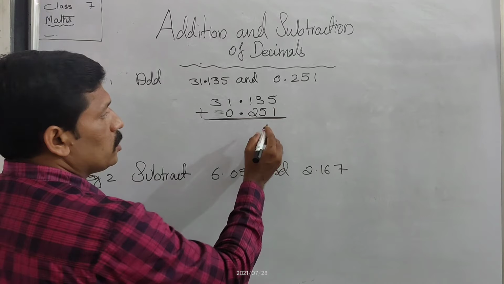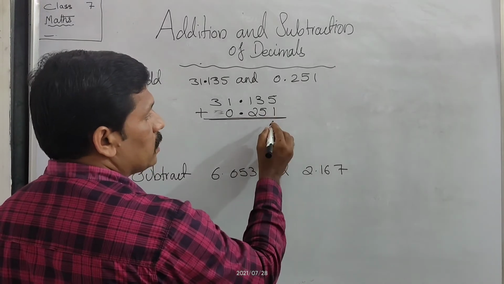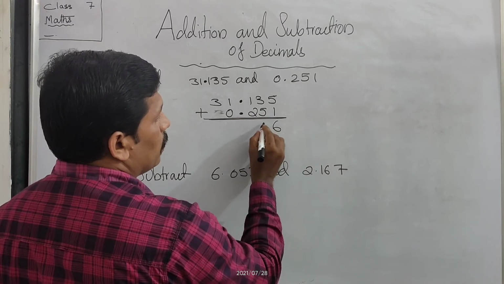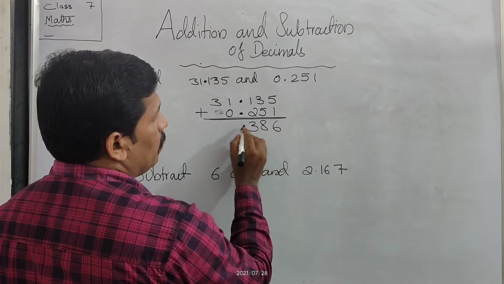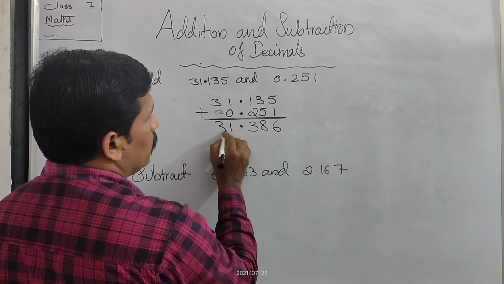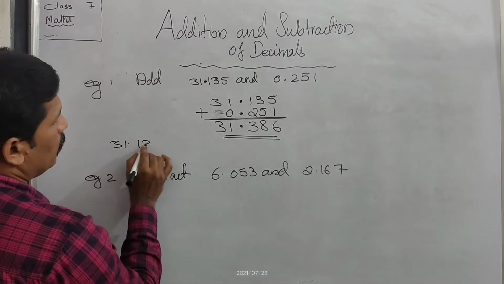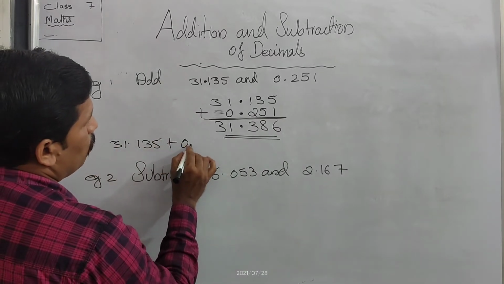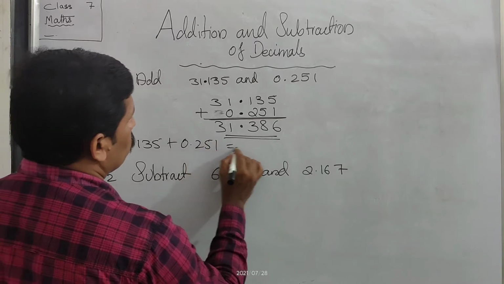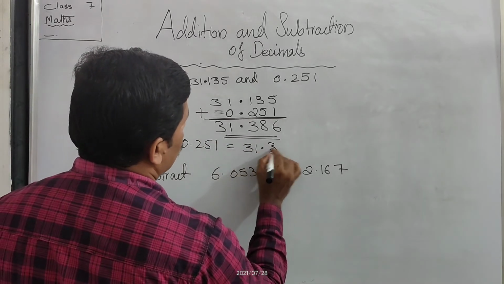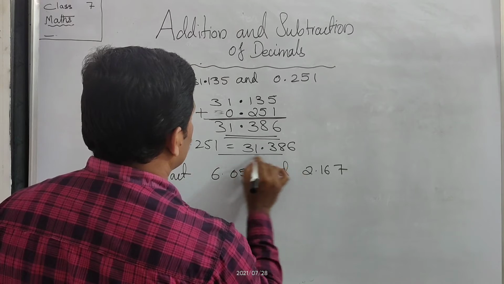In this correct order we write, and then we can add the numbers. So addition is normal, the same way we add whole numbers. 5 plus 1 is 6, 3 plus 5 is 8, and 3, then the decimal point, then 1 and 3. So here we can see that 31.135 plus 0.251 is equal to 31.386. So in this way we add.